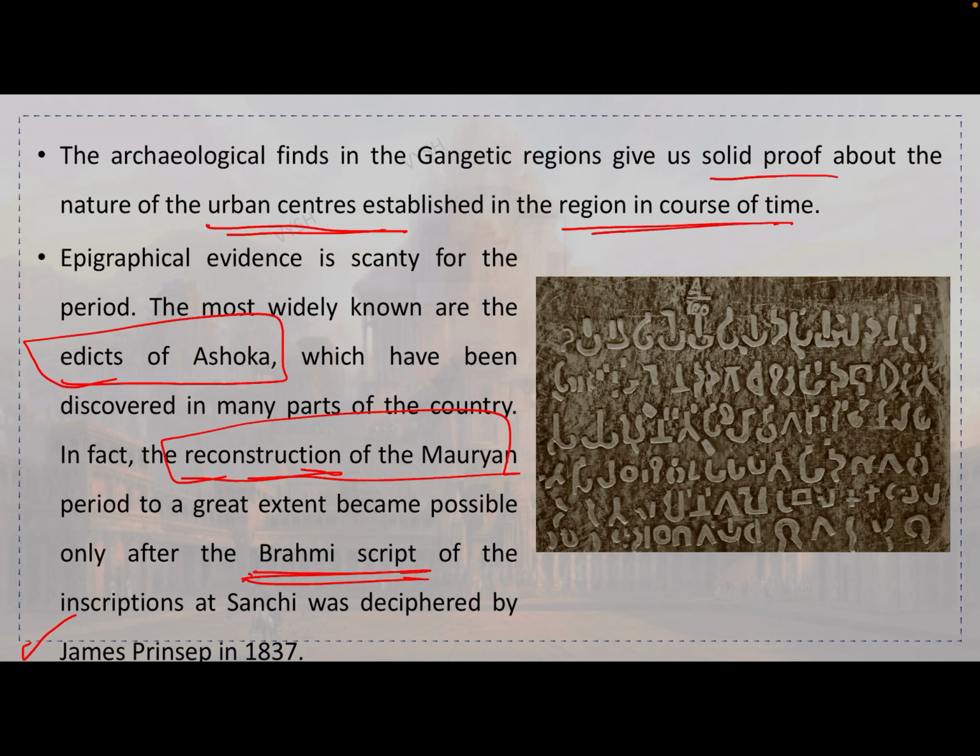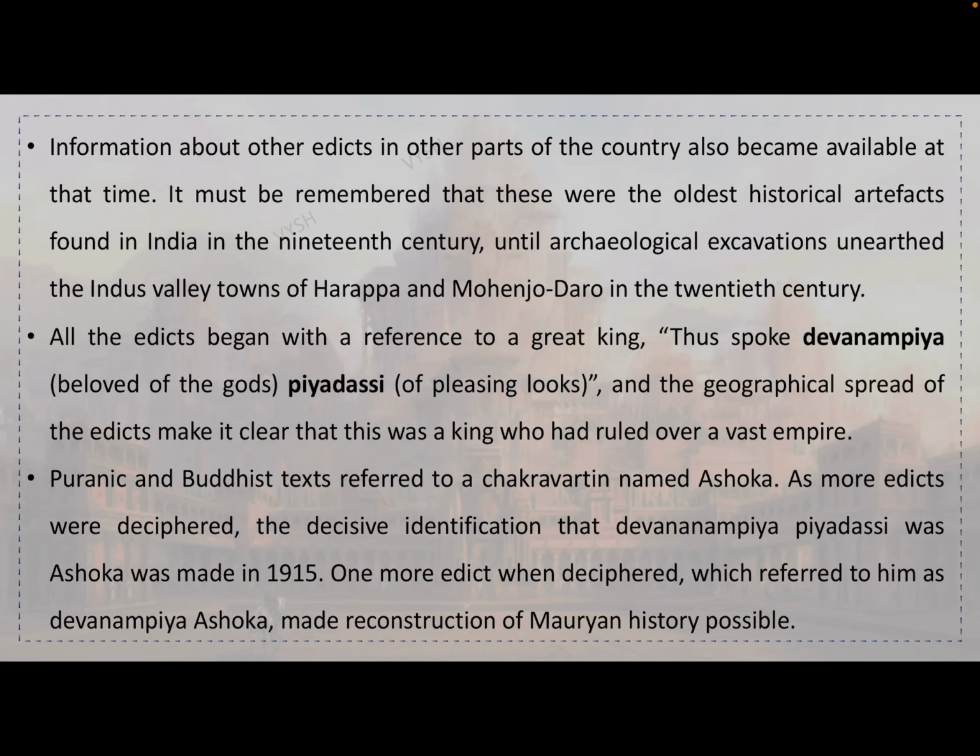Once the Brahmi script was deciphered, only then were we able to understand and reconstruct the Mauryan Empire. In a similar way, the Indus Valley civilization has its own script, which has not been deciphered yet. Once it gets deciphered, we will be able to know what exactly the situation was at that point of time. Information about other edicts in other parts of the country also became available at that time.